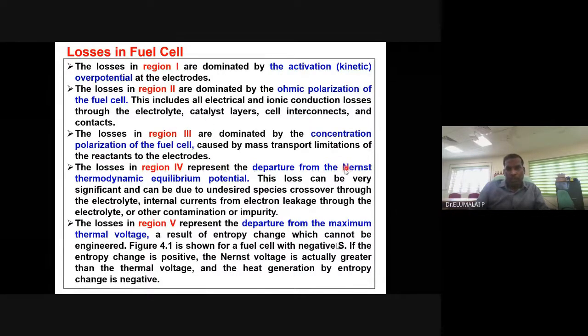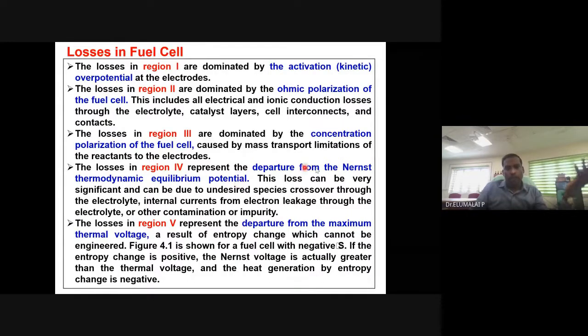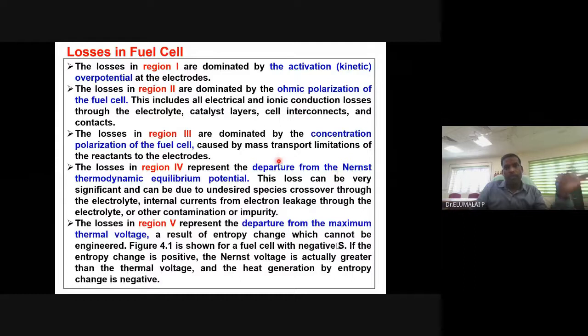The fourth region is departure from the Nernst equation. Depending on the concentration of the oxidant and hydrogen or fuel, according to the Nernst equation, you have a potential. If not, you will not be able to get the theoretical voltage. It means there is a loss. There is a loss due to the concentration of the reactant. Then the thermodynamic departure from the cell thermodynamic region, we have seen it. You will never be able to get the thermodynamic voltage due to various reasons. Okay, so there are no ideal fuel cells.